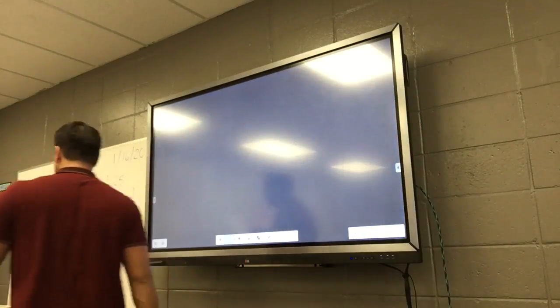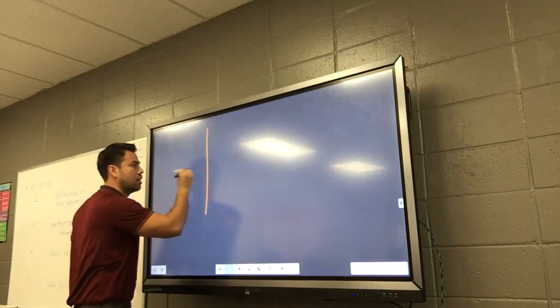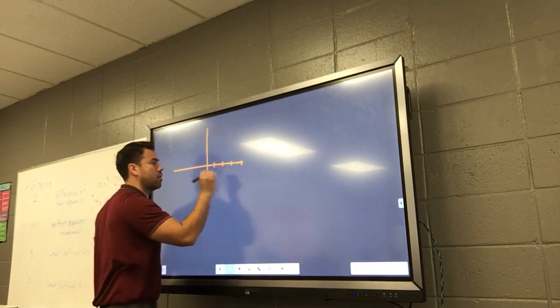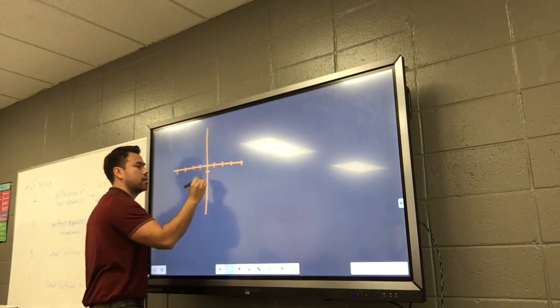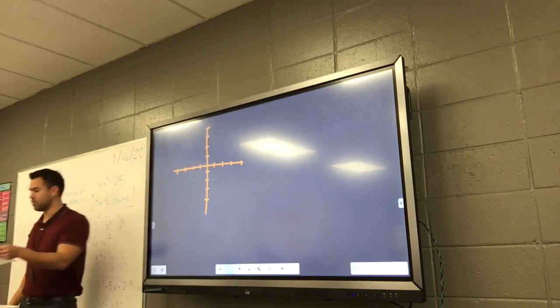Let's draw this graph. We'll make it a 4 by 4, four in all directions, so a little bit bigger. This is going to test your graphing skills again. I still haven't given you graph paper because I want to see how you do on your own, as neat as you can. I want you to be able to graph on your own, at least accurately.